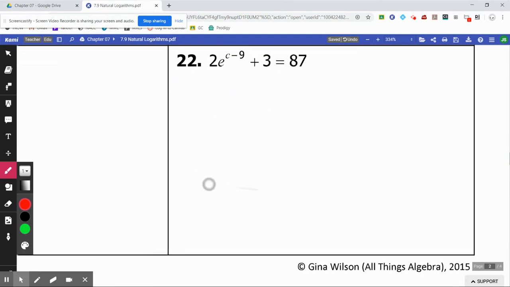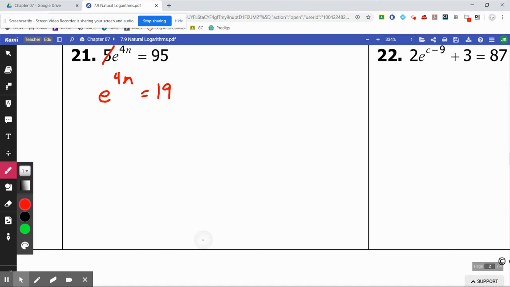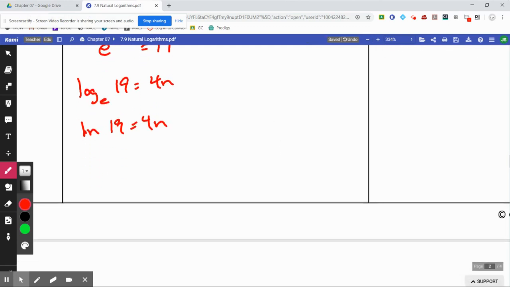Number 21. Step number 1, again, isolate your exponential. Get rid of 5 by dividing. That's e to the 4n power is equal to 19. Change forms. Once it's isolated, this will be log base e of 19 is equal to 4n. And again, log base e can be written as just ln of 19 is equal to 4n. And from here, again, you could divide by 4 or whatever, or you can type this straight into your calculator.